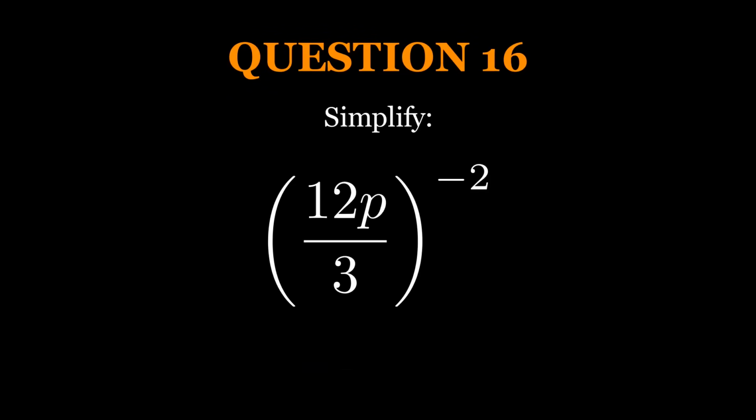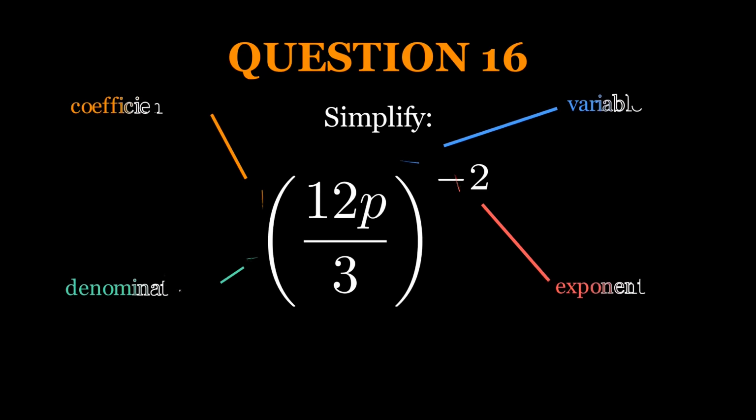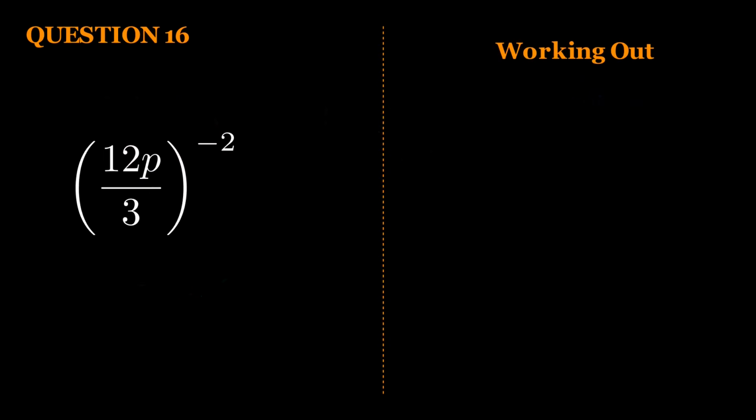Let us begin. We are asked to simplify the expression (12p over 3) all raised to the power of negative 2. Let's take a quick look at the parts of this expression. We have a coefficient of 12, a variable p, and an exponent of negative 2. Now let's split the board and work this out.